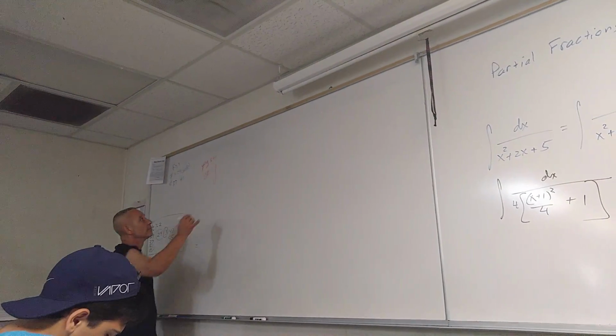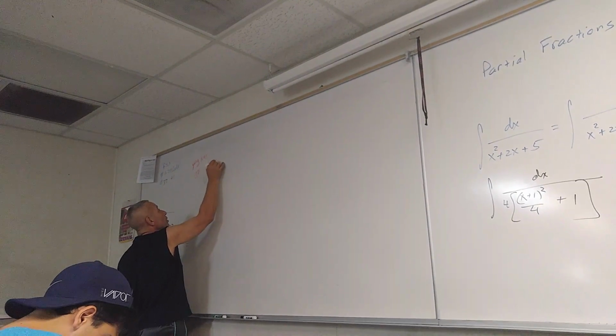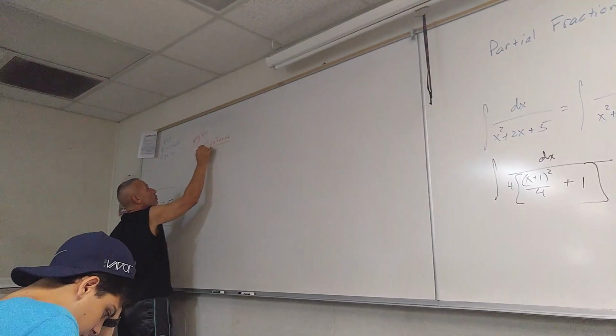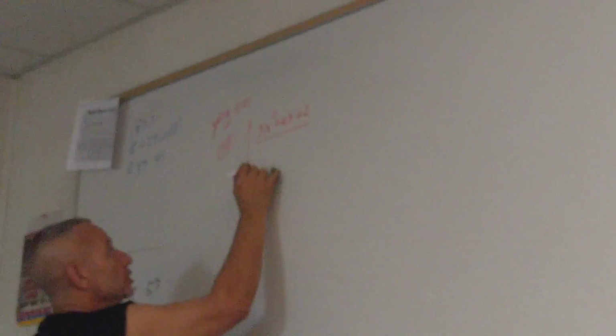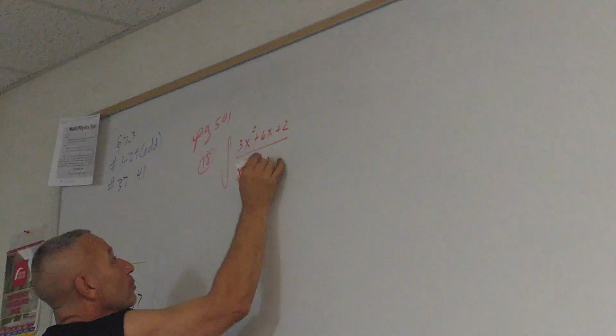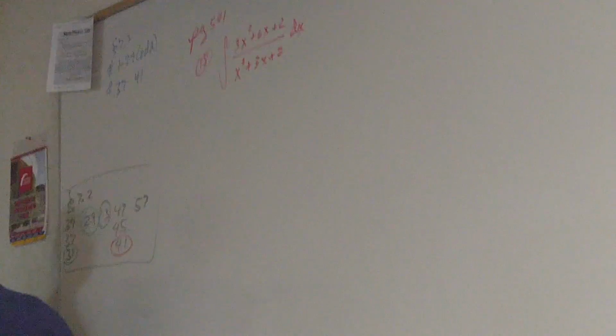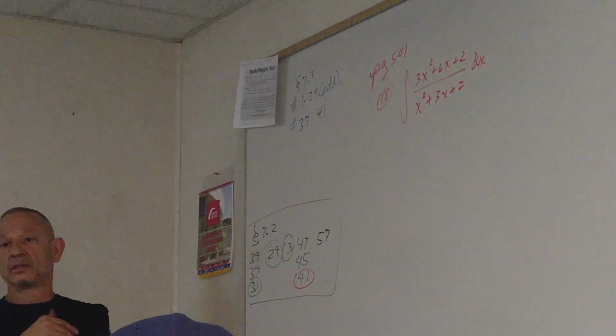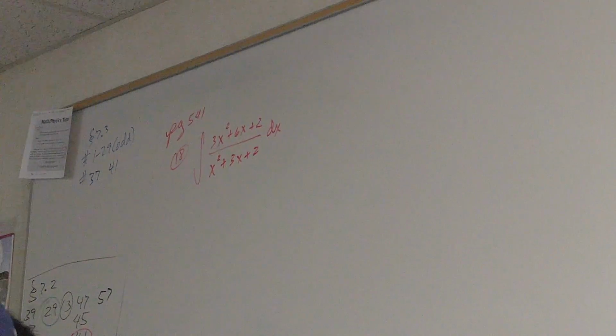3x squared plus 6x plus 2 over x squared plus 3x plus 2, all dx, right? Did I copy that correctly? Anybody got any bright ideas?